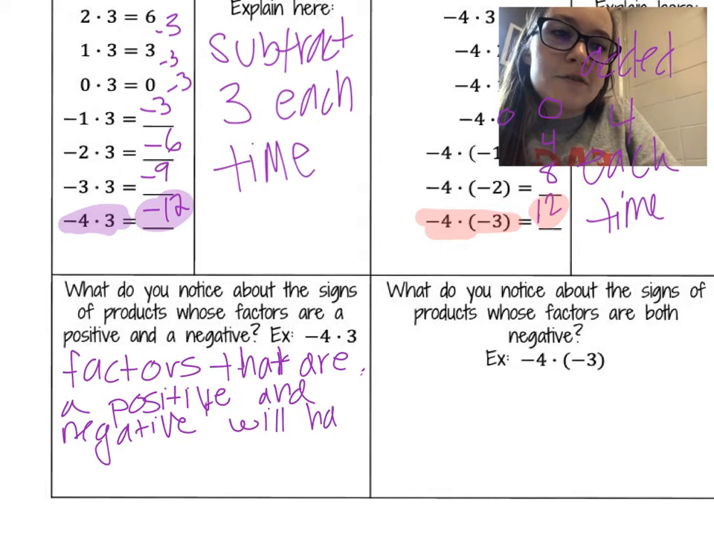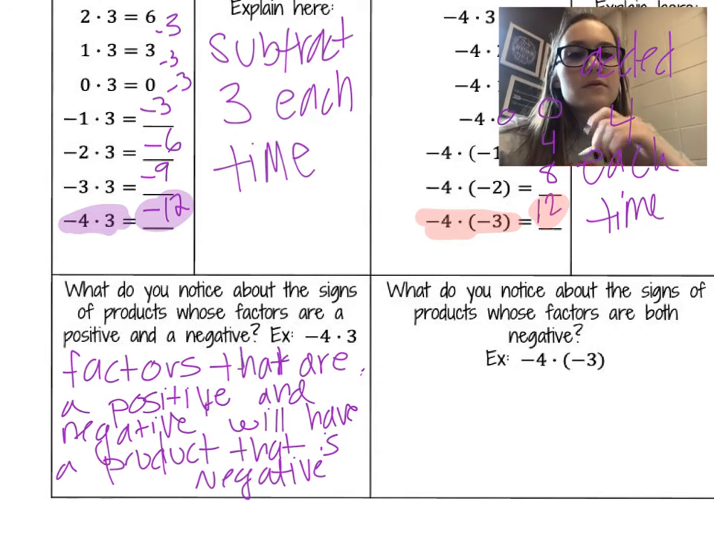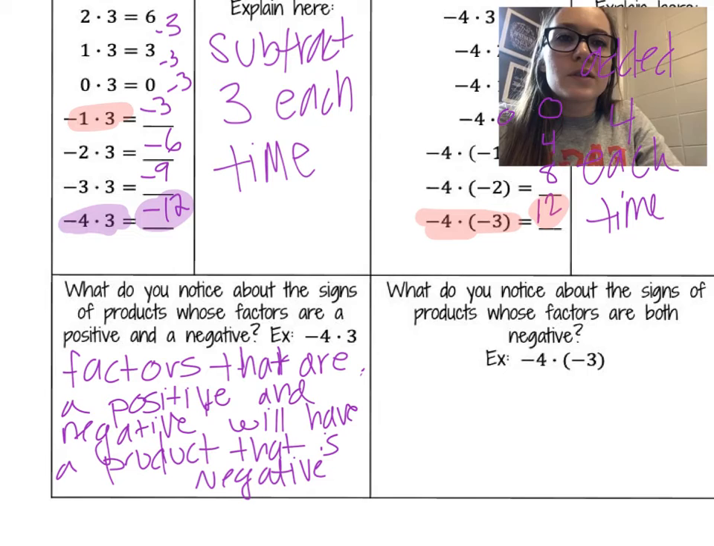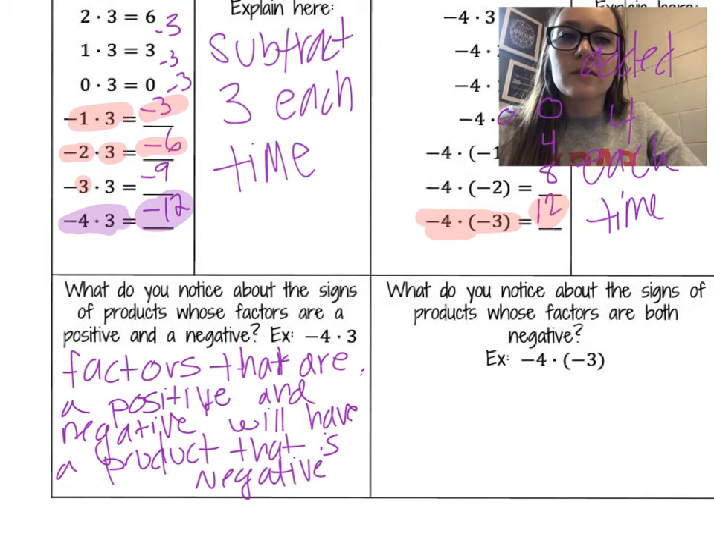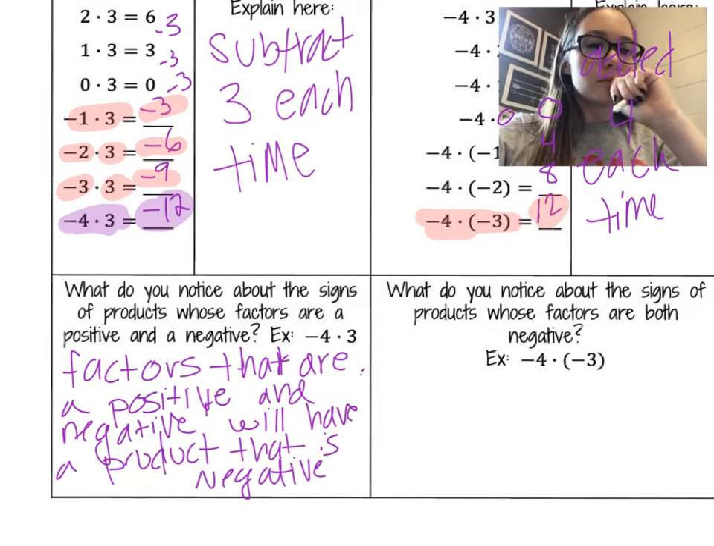Will have a product that is negative. And that was kind of true, right? For negative 1 times 3, 1 was negative, 1 was positive, the answer was negative. Negative 2 is negative, 3 is positive, the answer was negative. So that kind of held true for the other ones, right?